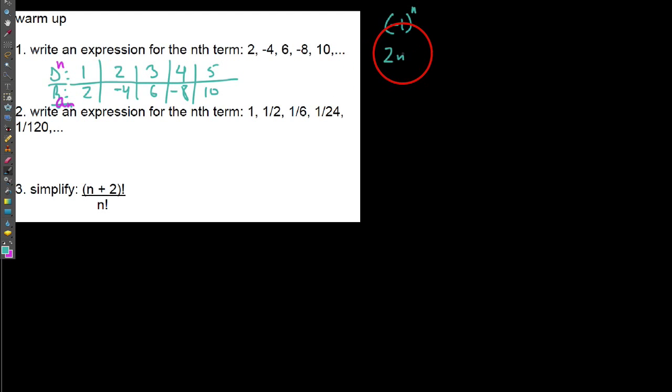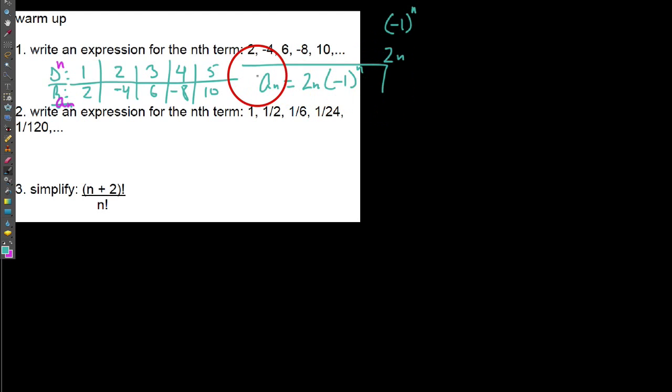Now I'm going to test this out and see if 2 times n would actually give me what I need. 2 times my 1 would give me a 2. 2 times my 2 would give me a 4. 2 times my 3 would give me a 6. And so on and so forth. So in terms of an overall rule, we would say that a sub n, or the rule, would be 2 times n times -1 to the n.